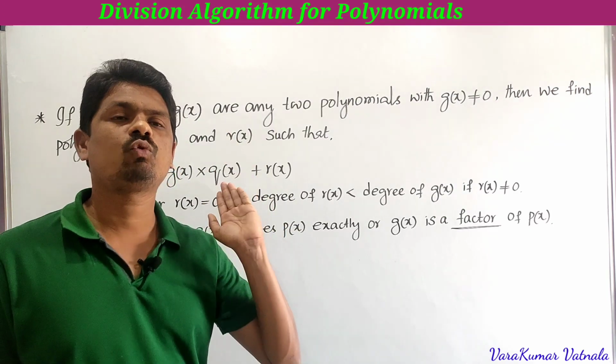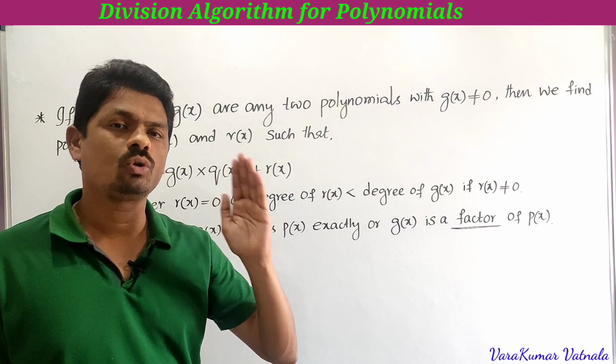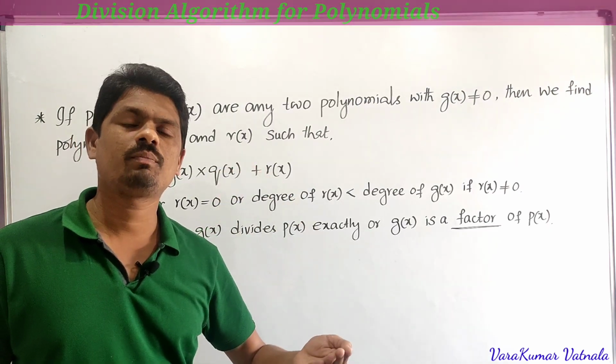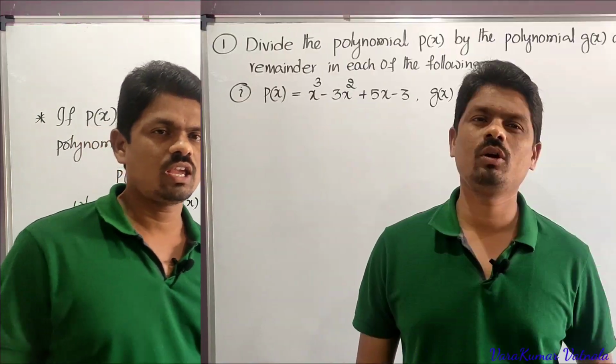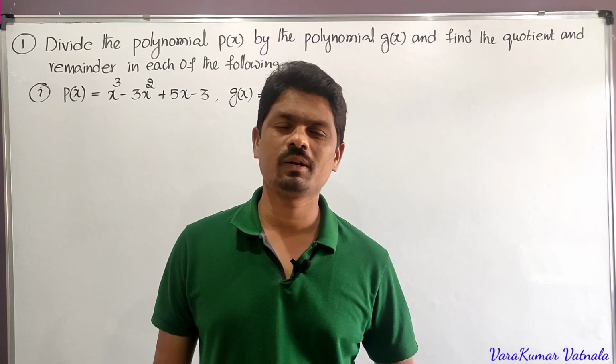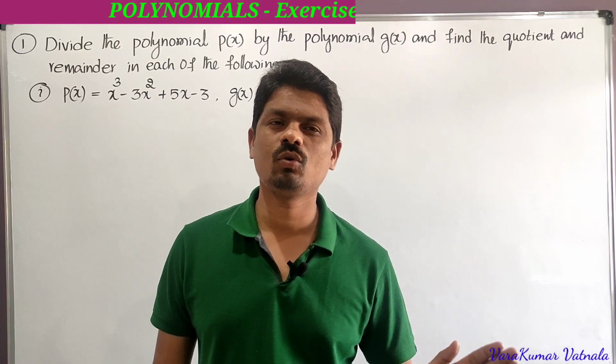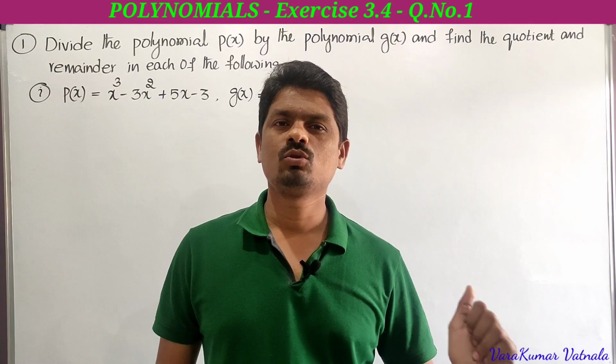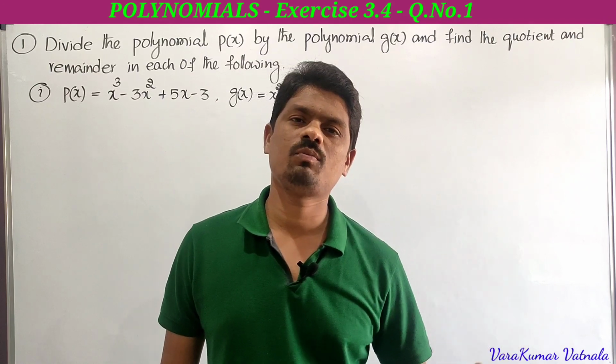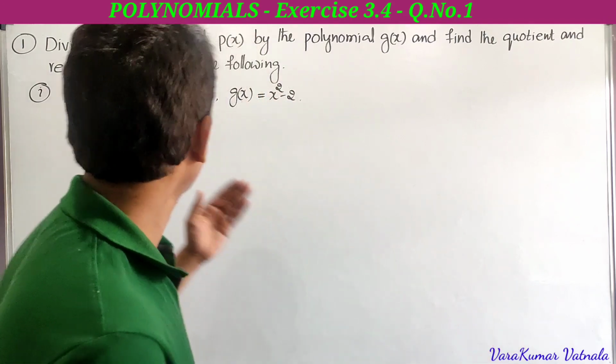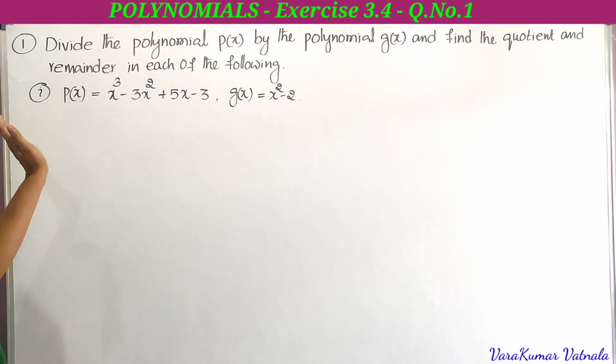Definitely you can get one 4 marks question from here. So now we have to do problems from 3.4 exercise. So see here how to solve a problem from polynomials exercise 3.4. First problem. It is based on the division algorithm of polynomials. See here what he is asking us to find.